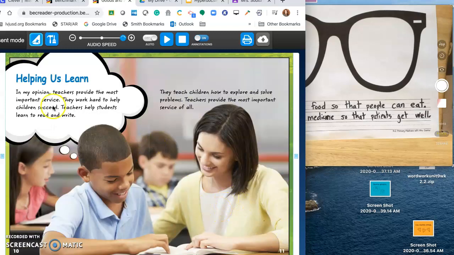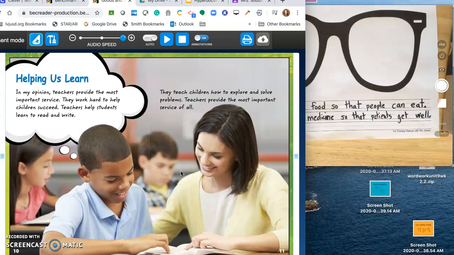Helping us learn. In my opinion, teachers provide the most important service. They work hard to help children succeed. Teachers help students learn to read and write. They teach children how to explore and solve problems. Teachers provide the most important service of all.